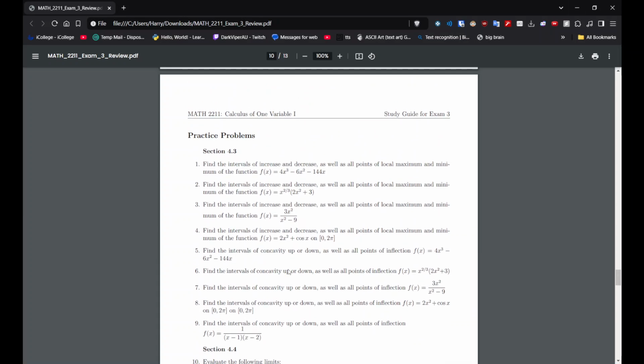Alright, let me take 4x cubed minus 6x squared minus 144x.